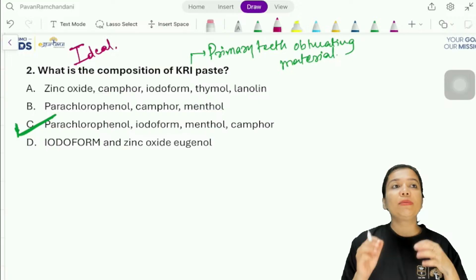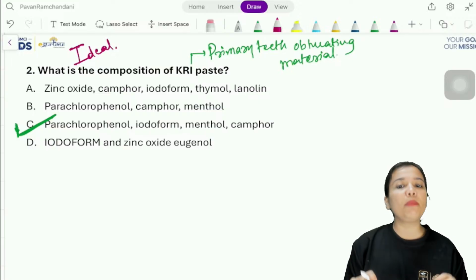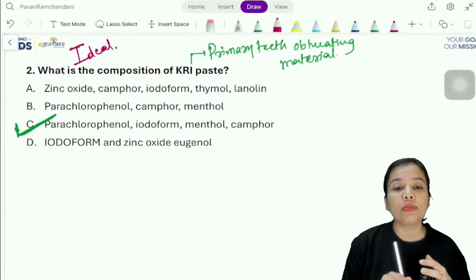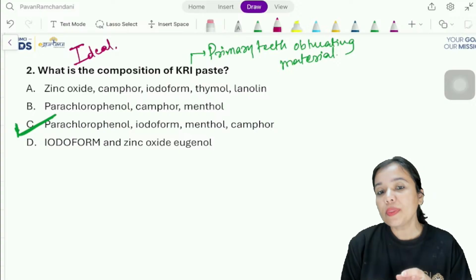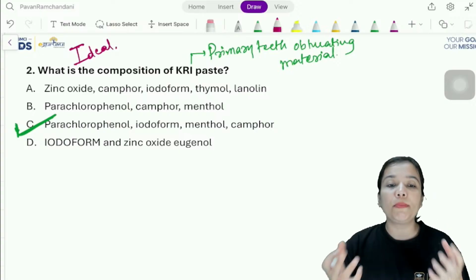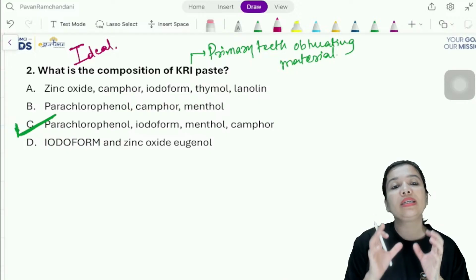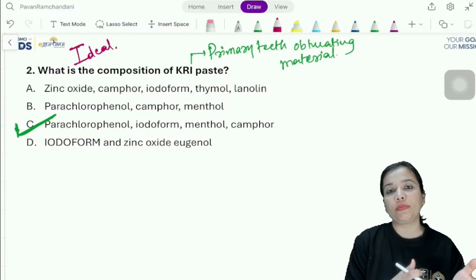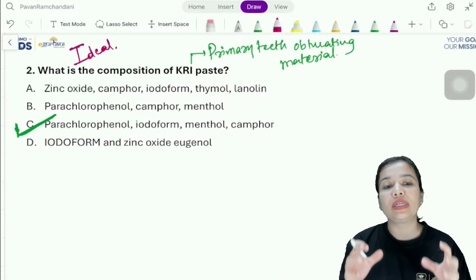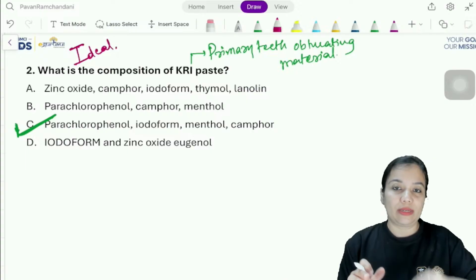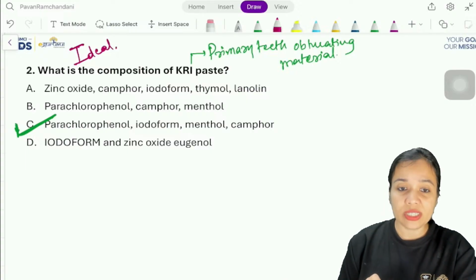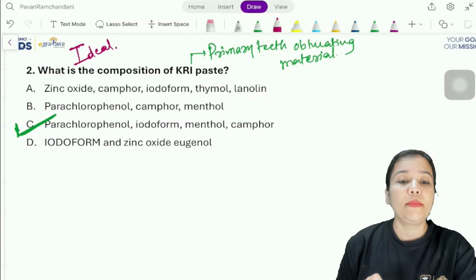Okay, it is typically used for infected pulp or in cases of pulpotomy and pulpectomy in children, particularly when the pulp is compromised but the tooth can still be retained. So you do a pulpectomy or pulpotomy and there you can use the material that is KRI paste, right? So this is the composition of the KRI paste.